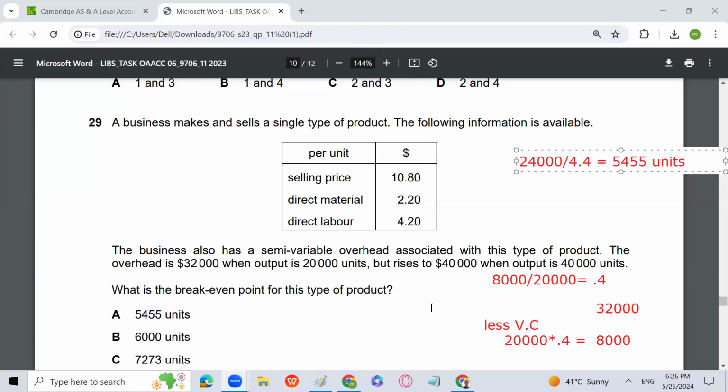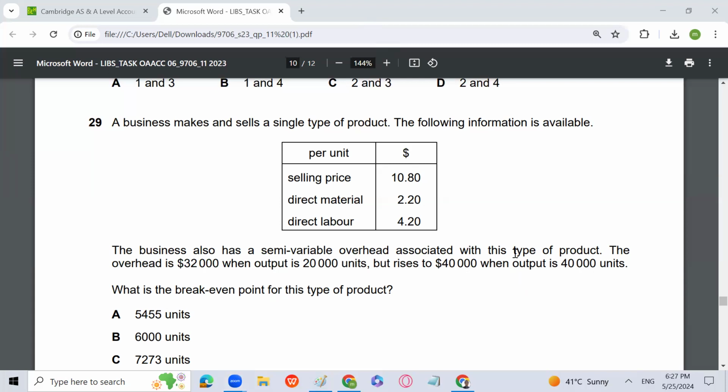So we have used the high and low point method to find the variable cost. And then from total cost, we have subtracted the variable cost to get the fixed cost. And fixed cost divided by contribution per unit is your break-even point. But you can use either of these two points. If you take 40,000, then 40,000 into 0.4 is 16,000. And 40,000 is the total cost, minus 16,000, you will get again the same fixed cost, that will be 24,000. So this is how we have calculated it.